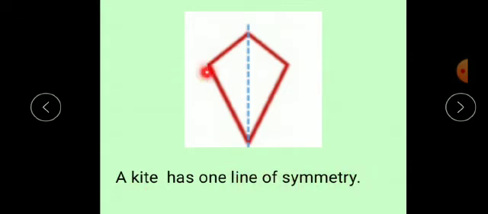If we draw a line like this, then we cannot get two equal parts, because if we draw a line like this, here we get a small triangle and here we get a big one. So this will not be a line of symmetry. So a kite has only one line of symmetry.